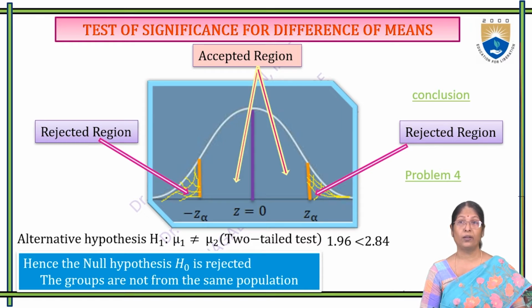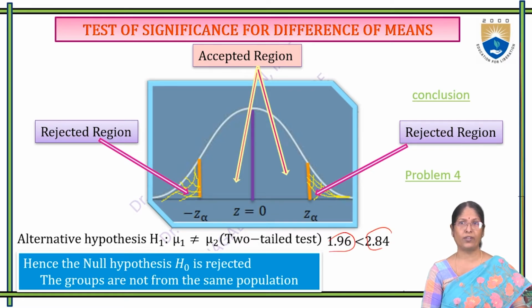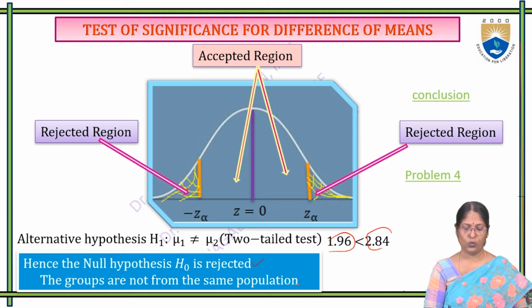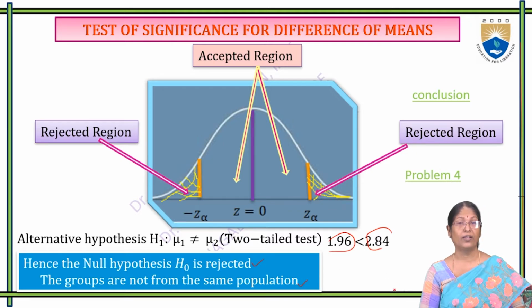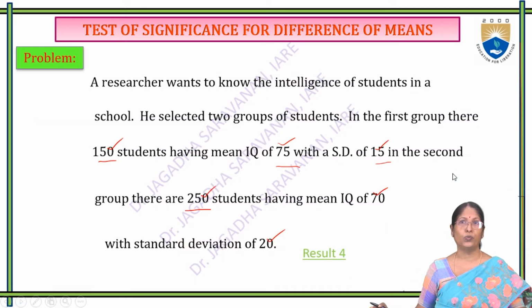We accepted it. But now our tabulated value is less than our calculated value. So what we defined in the null hypothesis, we are not in a position to accept. It is rejected. So the final decision is declared that the groups are not from the same population. That's what we have seen here. The question itself is very clearly given here. A researcher wants to know the intelligence of the students in a school. So these two groups are from the same population.